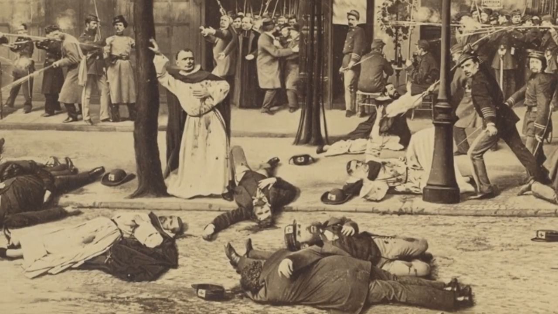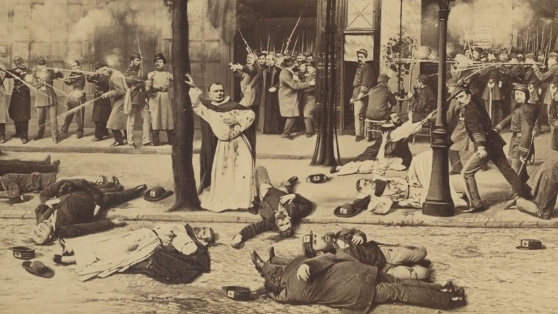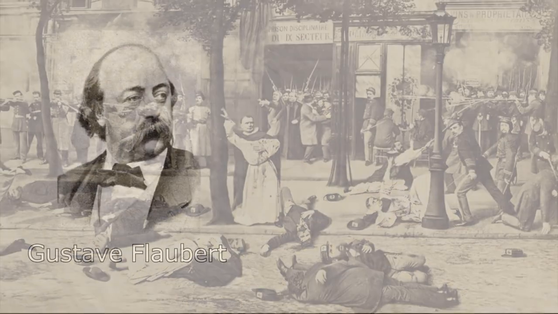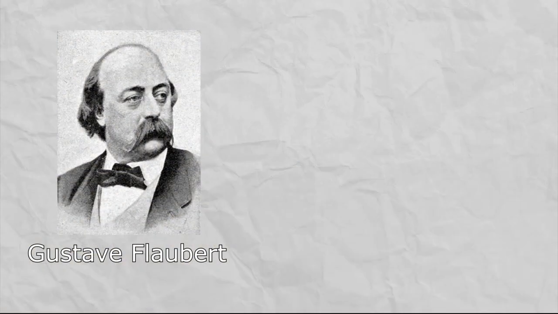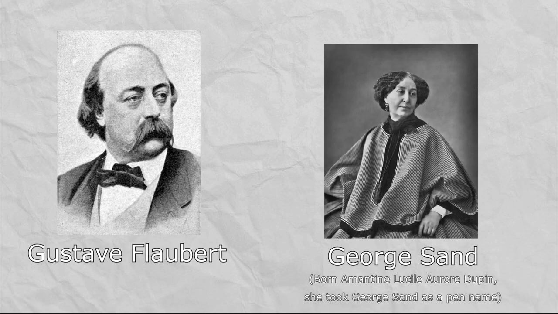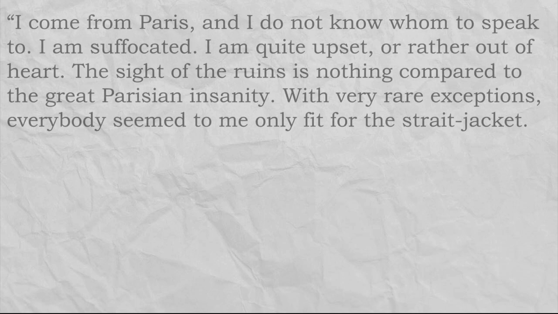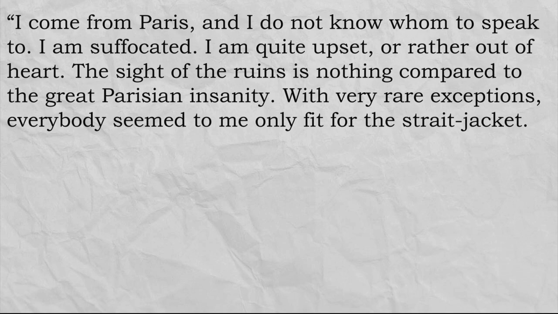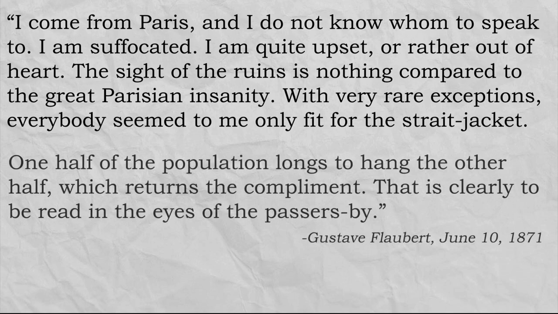One of the main criticisms by outside observers was about the ludicrous number of executions on both sides. Gustave Flaubert, a French novelist, wrote to George Sand, who was a French Republican involved in the 1848 revolution in France, that, "I come from Paris, and I do not know who to speak to. I am suffocated. I am quite upset, or rather out of heart. The sight of the ruins is nothing compared to the great Parisian insanity. With very rare exceptions, everyone seemed to me only fit for the straitjacket. One half of the population longs to hang the other half, which returns the compliment. That is clearly to be read in the eyes of the passers-by."